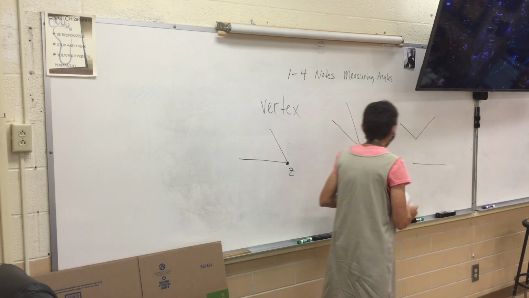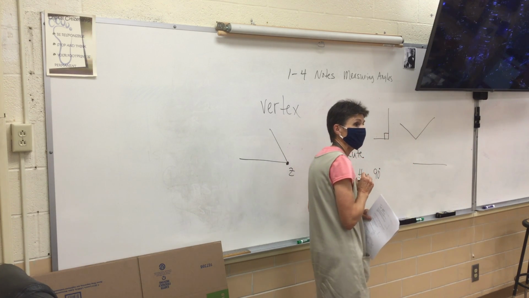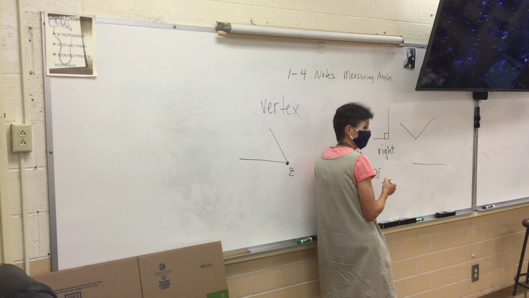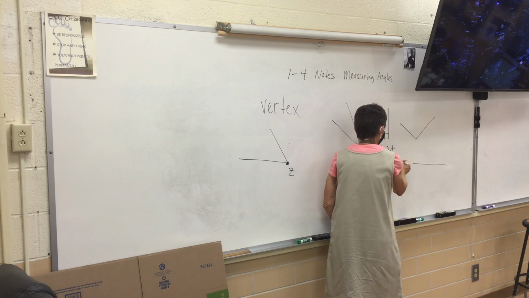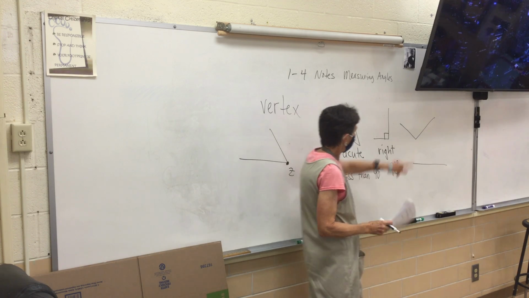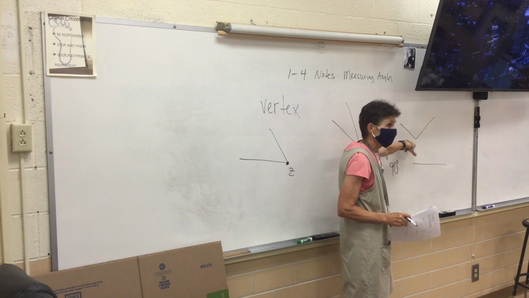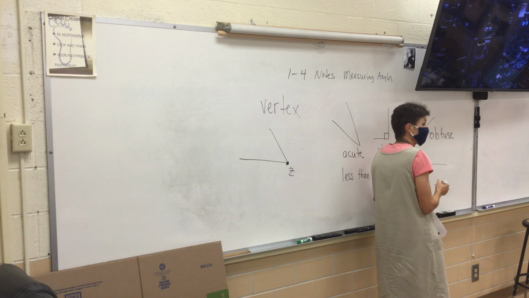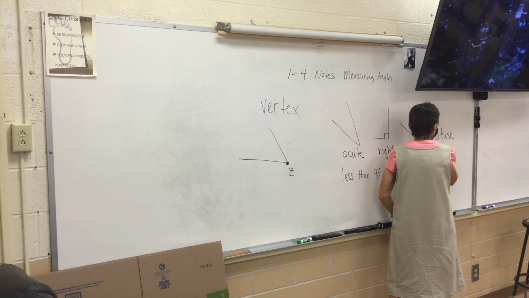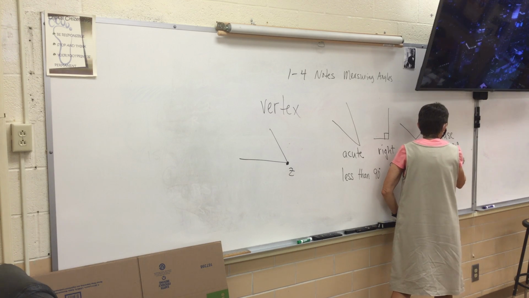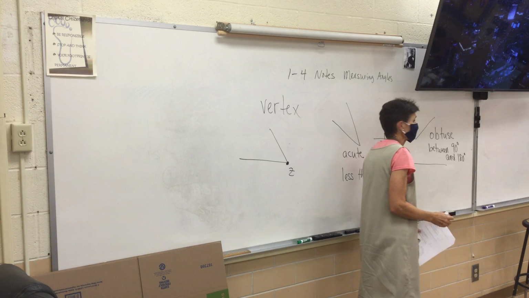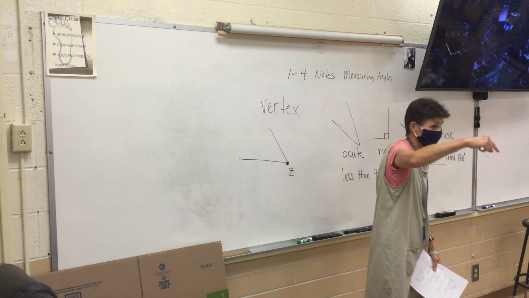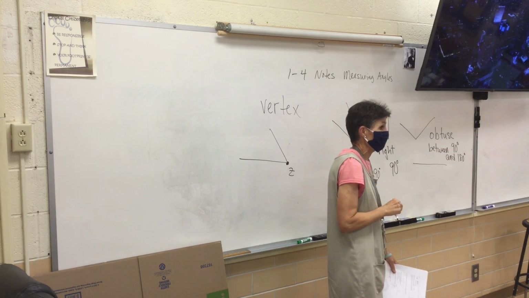Anybody know what this kind of angle is called, Dana? A right angle, yep, and we use a symbol to indicate that. That's our symbol, and that is a right angle. Its measure is exactly 90 degrees. What do we call something like this? Obtuse. Because its measure is between 90 and 180. Please don't say bigger than 90. It's bigger than 90, but it's also less than 180. It's between 90 and 180.